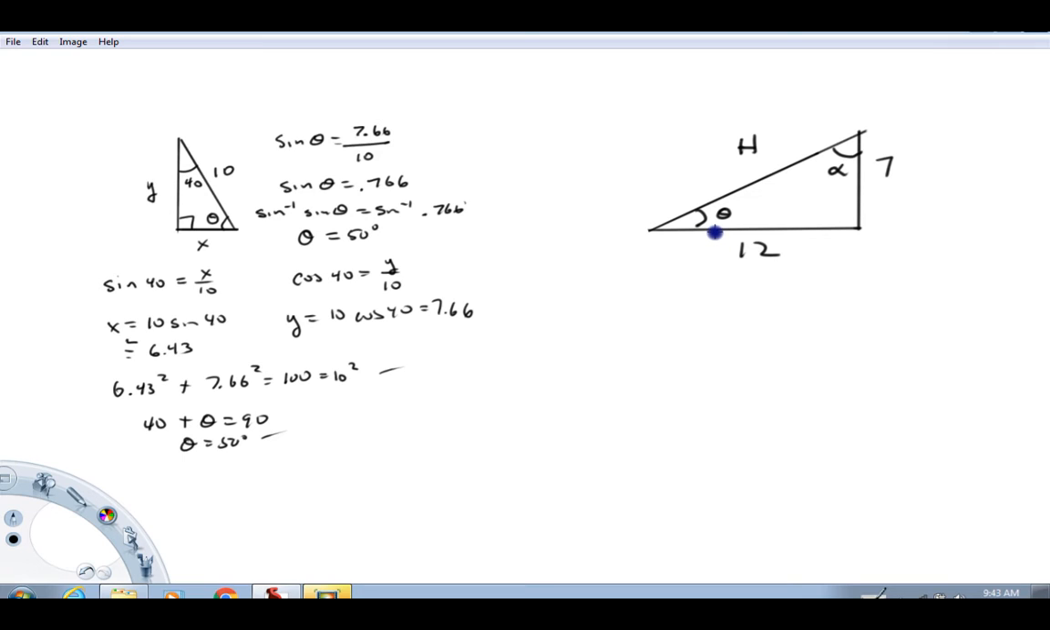I'm just going to use the tangent function, noticing that I know the 7 and I know the 12, opposite, adjacent. I'm going to write out the following equation. Tan theta is equal to 7/12. And again, similar to this step right here, theta then is going to equal the inverse tangent of 7/12. I'm going to take a moment and do that.